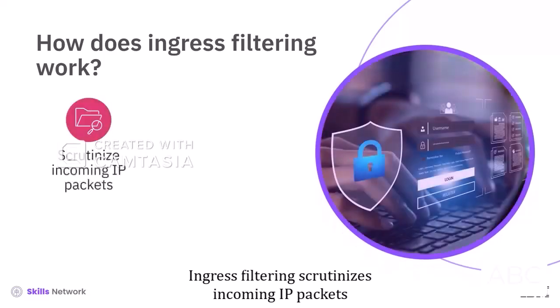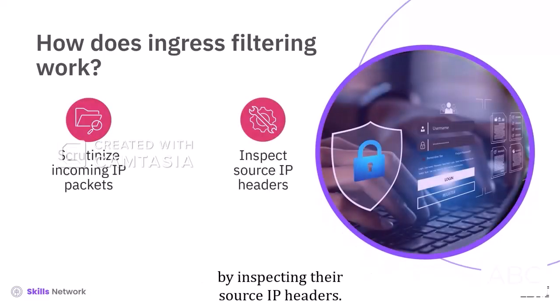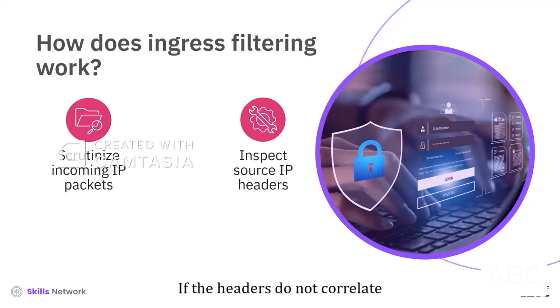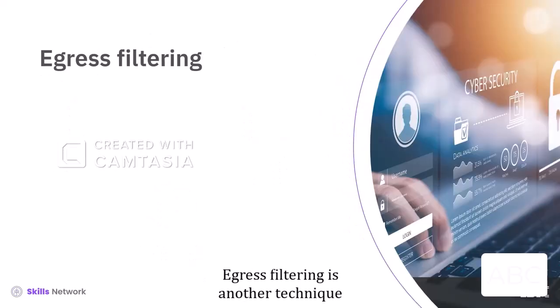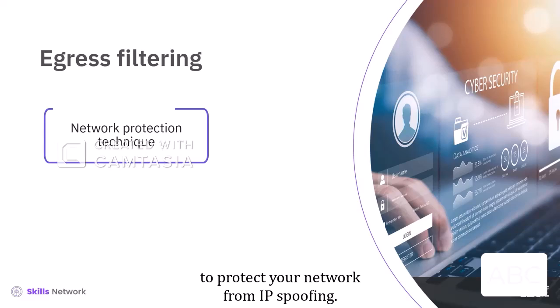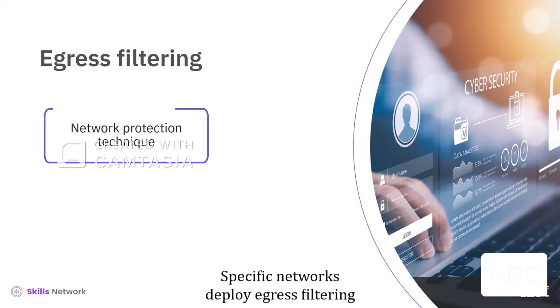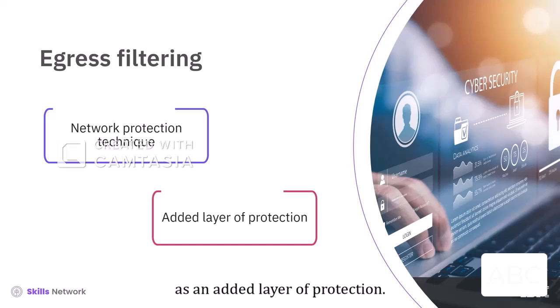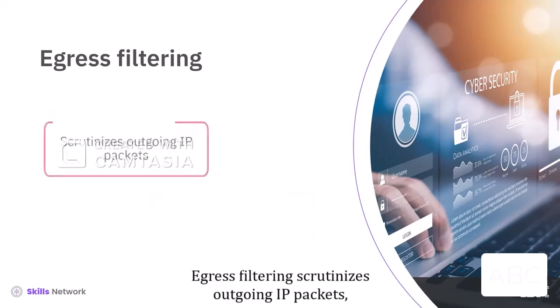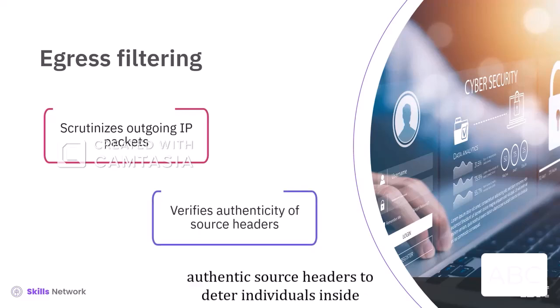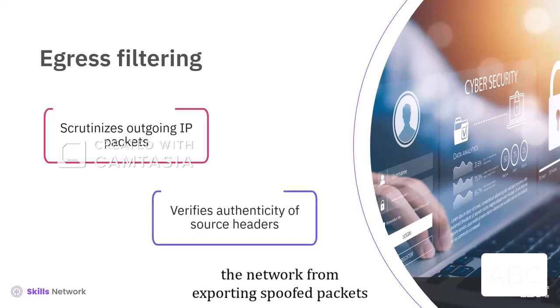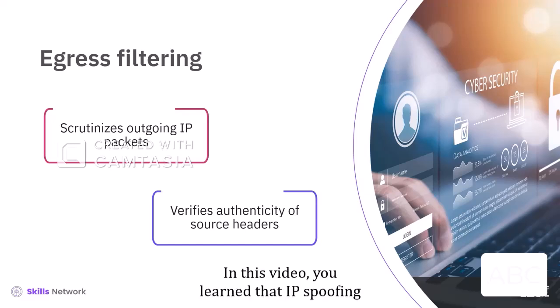Ingress filtering scrutinizes incoming IP packets by inspecting their source IP headers. If the headers do not correlate with their expected origins or present any signs of tampering or anomalies, they are blocked. Egress filtering is another technique to protect your network from IP spoofing. Specific networks deploy egress filtering as an added layer of protection. Egress filtering scrutinizes outgoing IP packets, verifying that they possess authentic source headers to deter individuals inside the network from exporting spoofed packets as part of an offensive IP spoofing campaign.